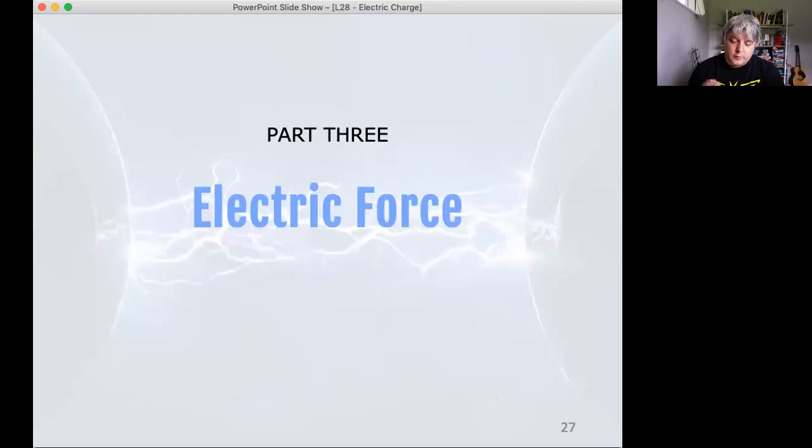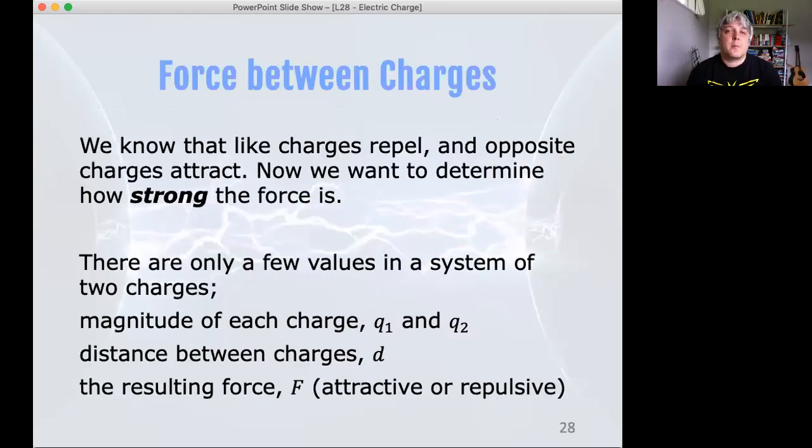So electric force: we've talked about charges, we've talked about causing objects to be charged, talked about what a net charge is, and it's always a multiple of protons or electrons charges, and so on and so forth. What about the forces that result? We know that two objects will repel or attract based on their charges. So we want to determine how strong that force is. There are only a few values in a system of two charges. If you take two objects and put them out in the vacuum of space with nothing else nearby, there's nothing in our scenario we have to worry about. We just have these two objects with their charges.